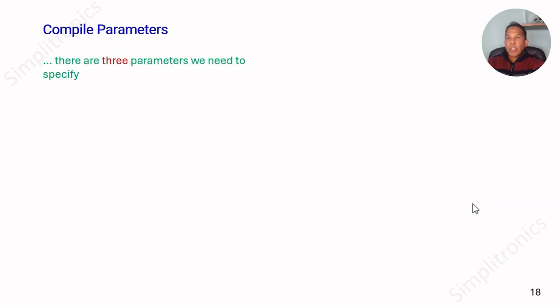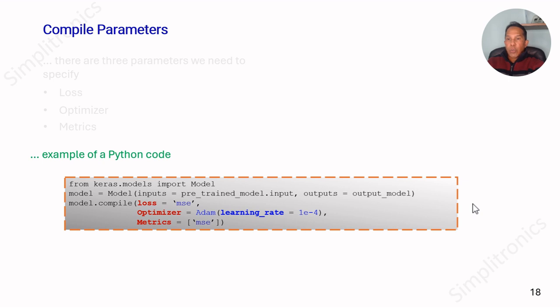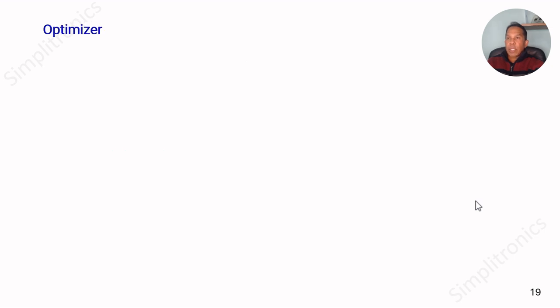Compile parameters. There are 3 parameters we need to specify: the loss, the optimizer, and the metrics. An example of Python code here. As we can see, the loss is specified as MSE, the optimizer is Adam, and the metrics is MSE again. Optimizer. There are several optimizers: gradient descent, stochastic gradient descent, mini batch SGD, SGD with momentum, AdaGrad, RMSprop, and Adam optimizer.